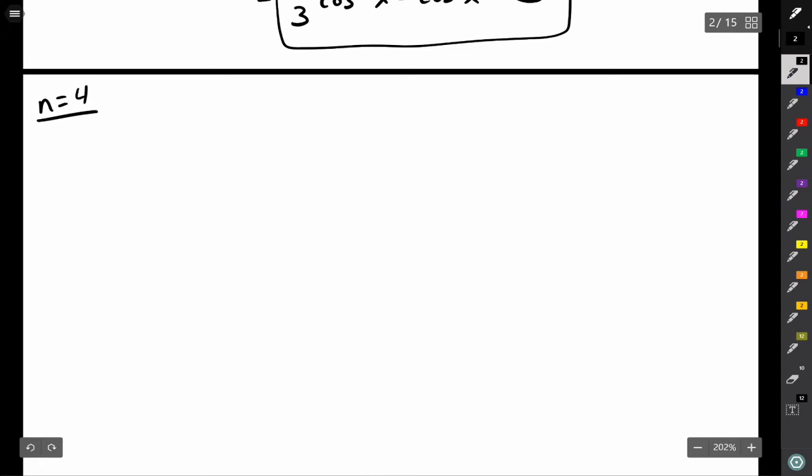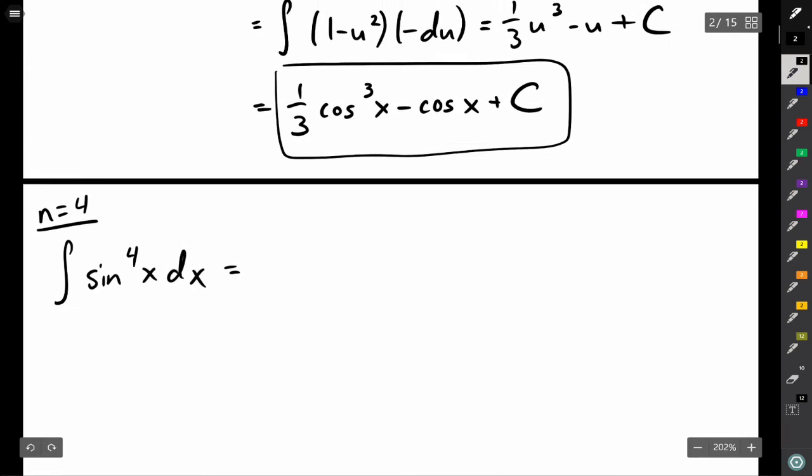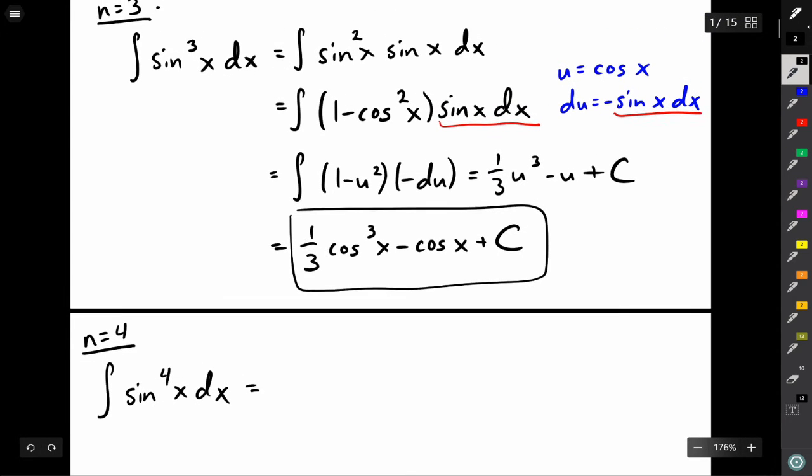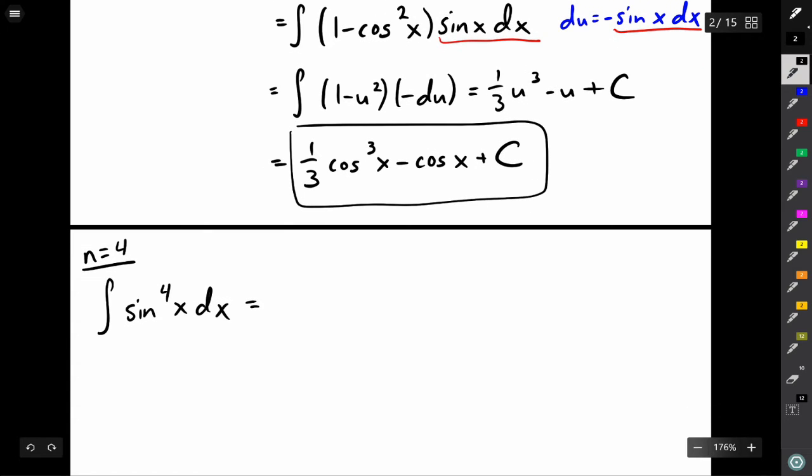So when n is 4, we have this here, okay, sine to the fourth x dx. So when we're trying to integrate this thing, it's a little bit different, right? Because the technique we used for sine cubed here, well, that worked out because we could split off the one extra copy and turn all the others into 1 minus cosine squared. But here, well, it doesn't quite work out so nice, right?